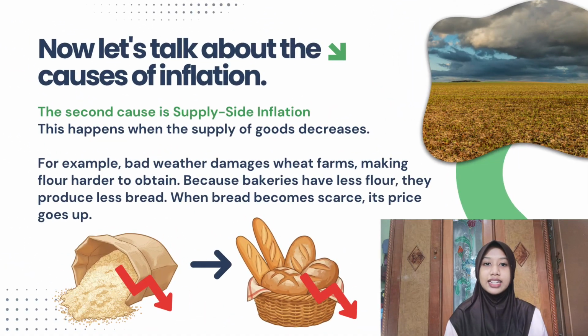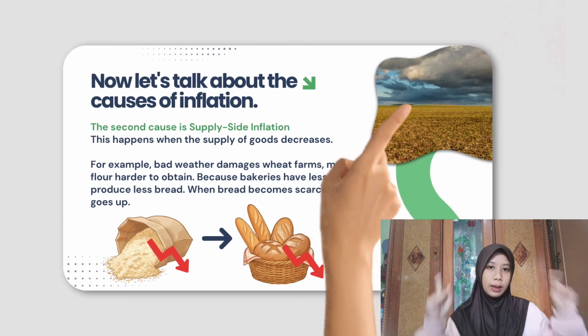The second cause is supply side inflation. This happens when the supply of goods decreases. For example, bad weather damages the wheat farm, making flour harder to obtain. Because the bakery has less flour, they produce less bread. When bread becomes scarce, its price goes up.